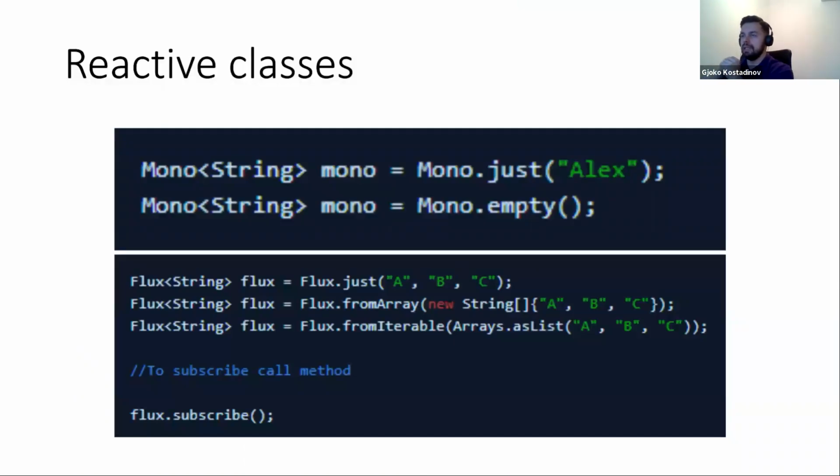Okay, so let's dive a little bit deeper into the reactive classes. Basically, we have two main classes: one is the Mono and the other is the Flux. What's the difference? The Mono is a class that returns a binary result. It either returns one result or none, while the Flux can return a number of results from 0 to n. So Mono is like binary and Flux is continuous. That's how I would describe it.